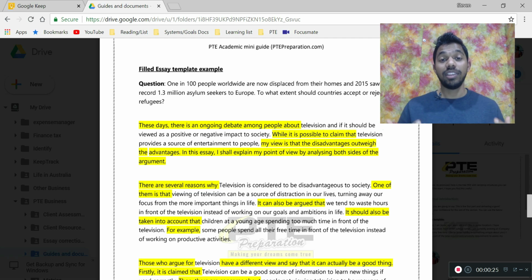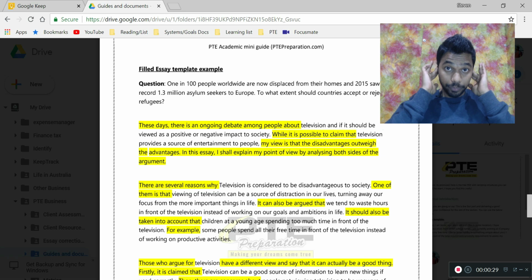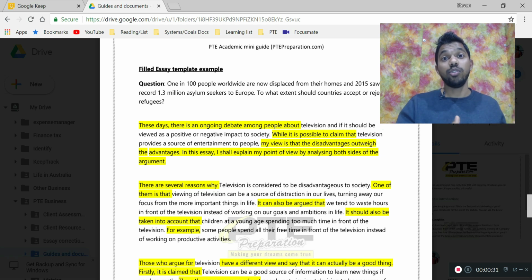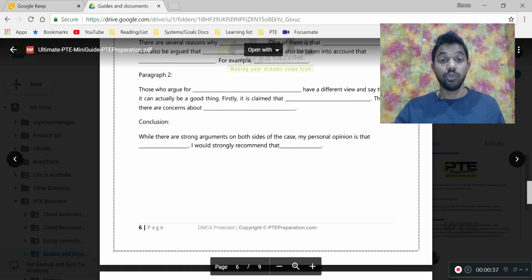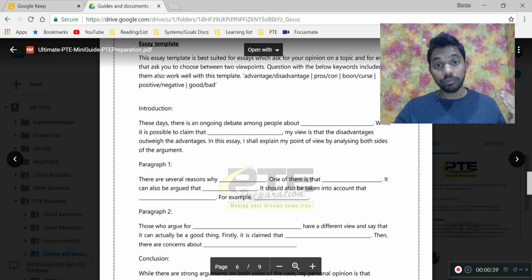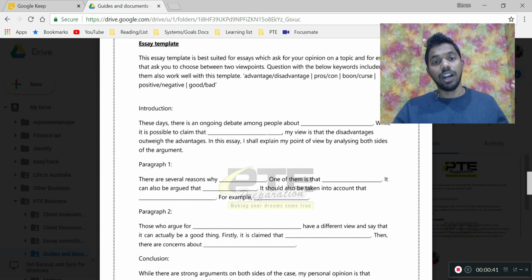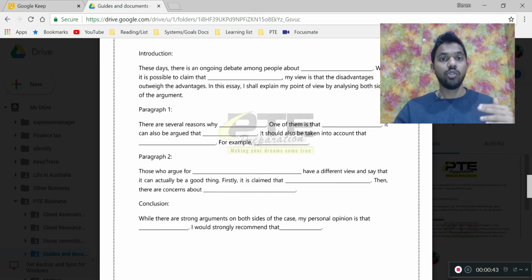However, remember that your score for the essay section is not only based on the template you use or the structure you use or the format you use. It is based on how well you fill the structure that you're using in the exam. So I'm going to explain to you why this structure works so well and what you can do to ensure that you make the most out of it.